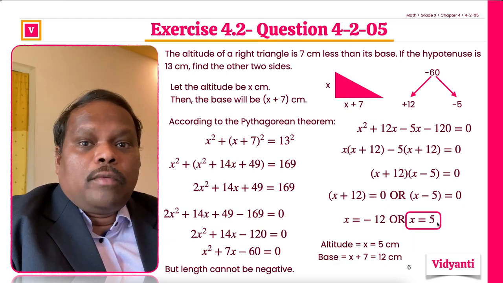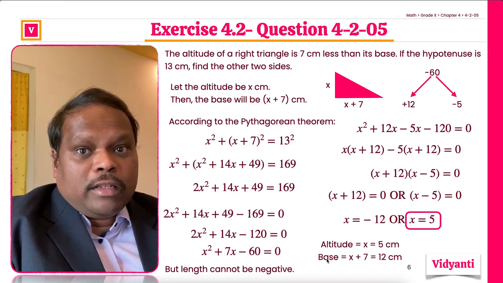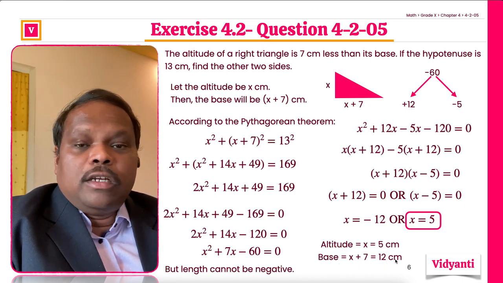So the altitude of the triangle will be x, which is 5, and the base, which is longer than the altitude by 7, so that would be 12 centimeter. So this will be your final answer.